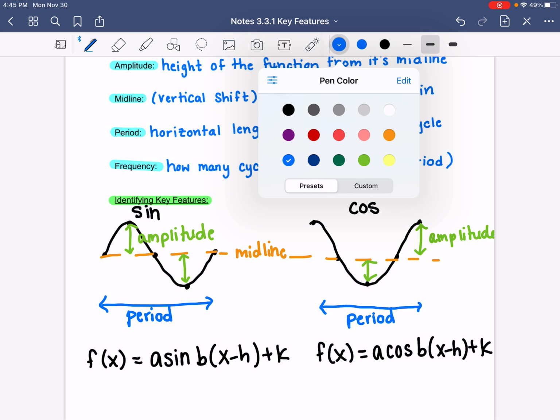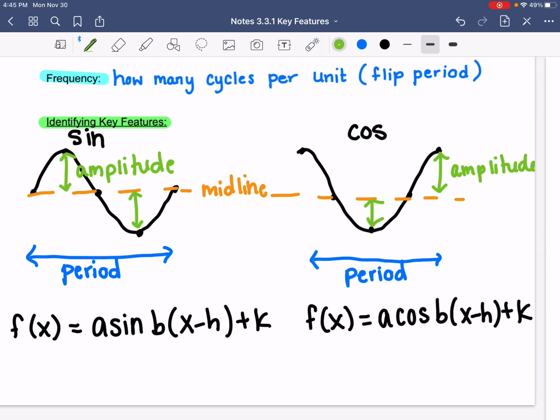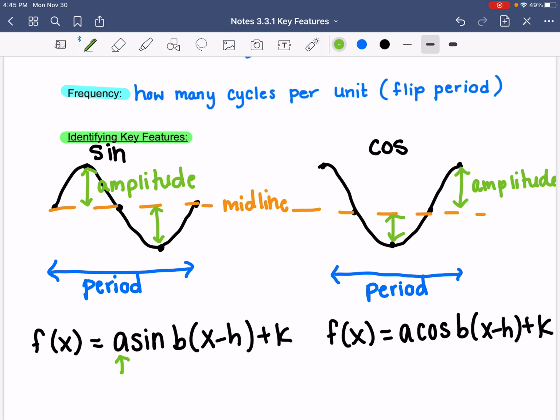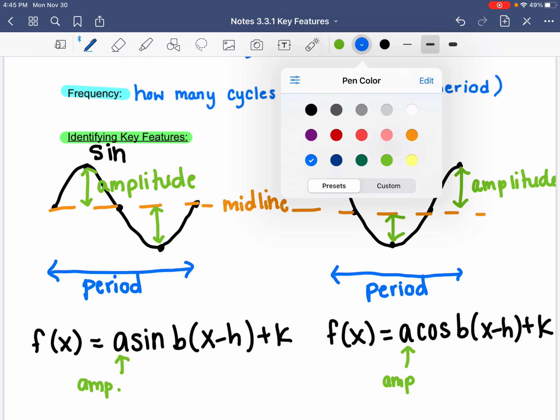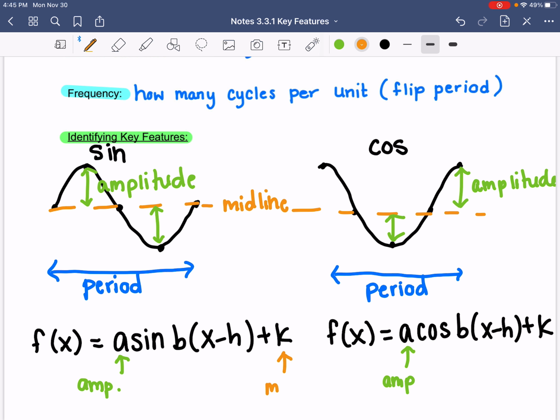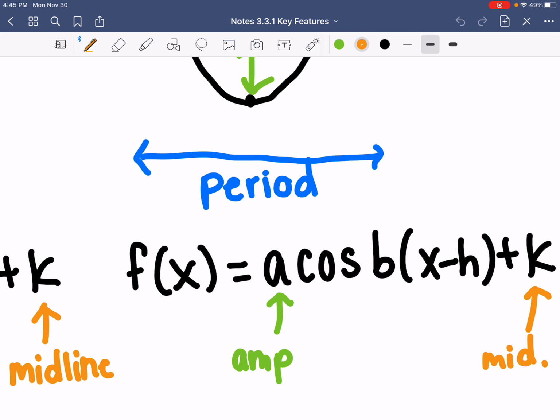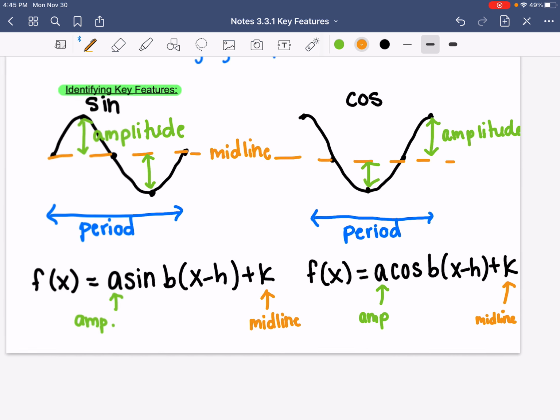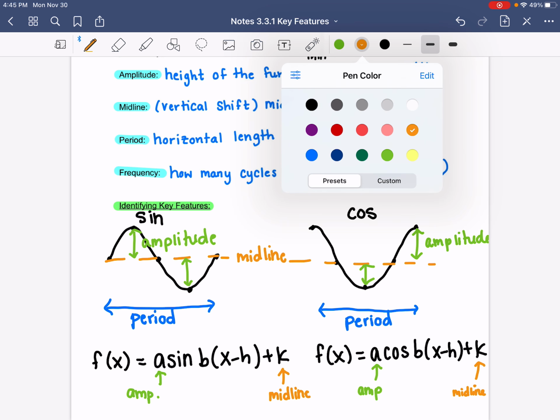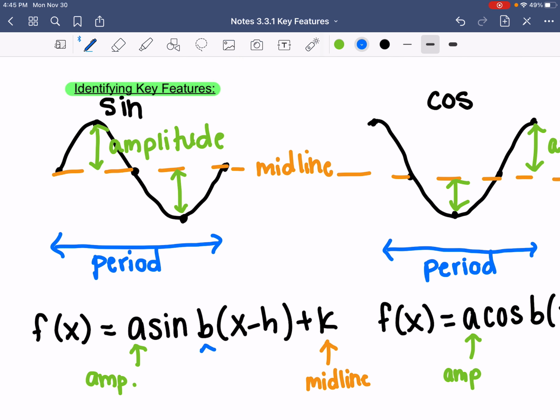All right, so to be able to find the amplitude from the equation, so we kind of had this on our little discovery activity yesterday, the number in front of sine or cosine is your amplitude. I'm just going to abbreviate it with amp. So they're the same. The k value is your midline, whatever you're adding at the end. Your b helps you find the period, but b is not equal to the period. The period is equal to 2 pi over b.